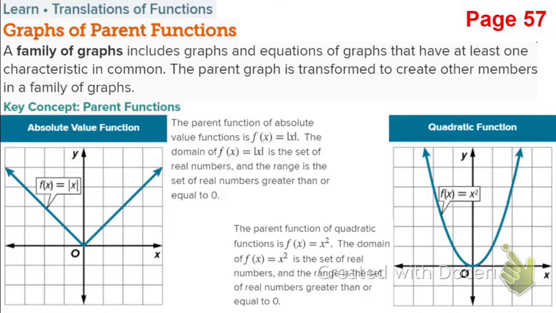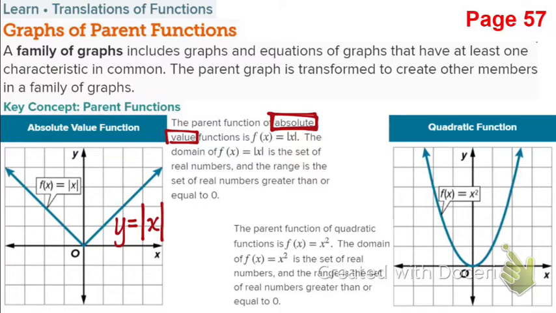That guy over there on the left looks like what letter? On the left, it looks like a V. This is my absolute value function. The way we write absolute value is with these big bars on either side. So we could say y equals absolute value of x, or f of x equals absolute value of x. That is what the parent looks like.